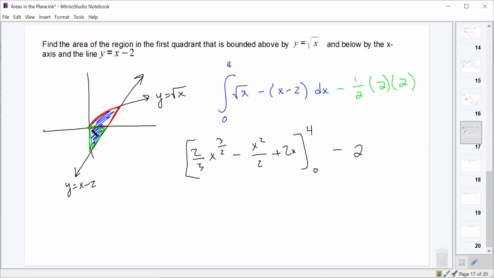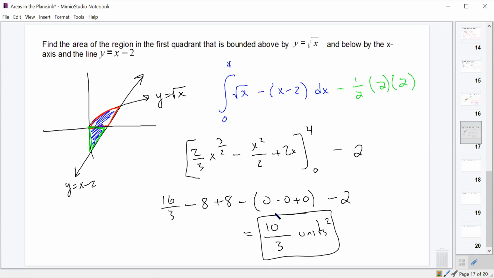Sounds good. Okay, cool. So let's evaluate 2/3 x to the 3/2 at 4. Like we did before, 2 cubed is 8, times 2/3 is 16/3. Minus all of this evaluated at 0 is all 0. And then -2. So we end up with 16/3 - 2, which is 10/3 units squared. I feel like that was a little bit easier, right? If we can find a way to use a geometric shape to break it up, great, go for it. If not, then you're going to have to do it this way.